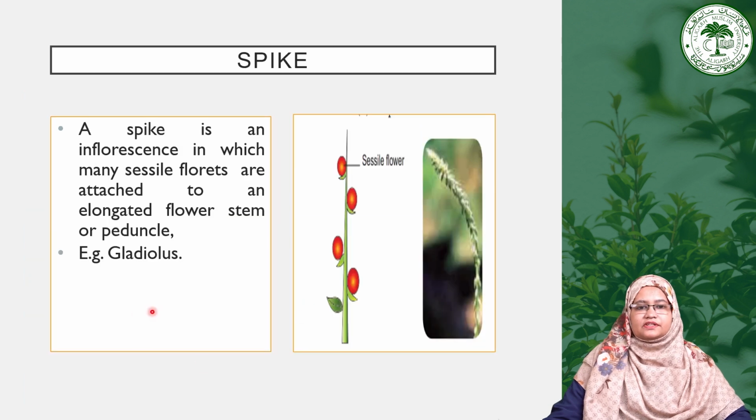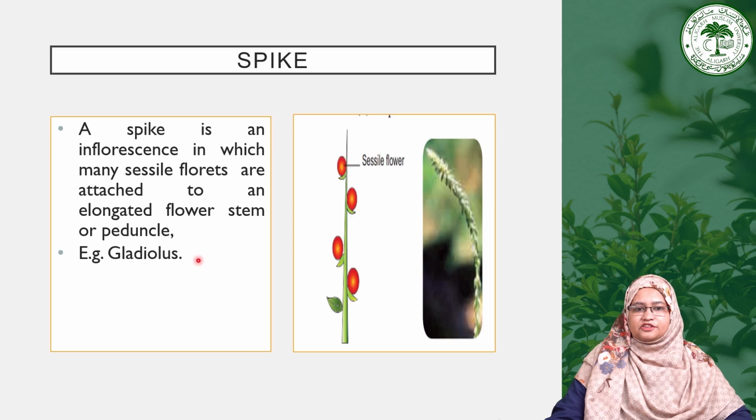Now moving towards the next, that is the spike in racemose inflorescence. A spike is an inflorescence in which many sessile flowers are arranged on the axis. As you can see, the older flowers are present at the base and the younger flowers at the apex, but these flowers don't have any pedicel. These are sessile flowers which are arranged on an axis of the stem, as you can see here.